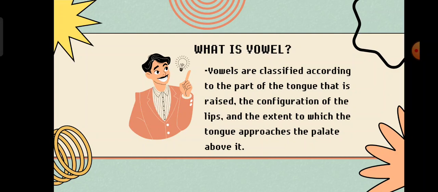Vowels are classified according to the part of the tongue that is raised, the configuration of the lips, and the extent to which the tongue approaches the palate above it. Vowel sounds are produced with a relatively free flow of air. They are typically voiced. To describe vowel sounds, we consider the way in which the tongue influences the shape through which the airflow must pass. To talk about the place of articulation, we think of the space inside the mouth as having a front versus a back and a high versus low area.